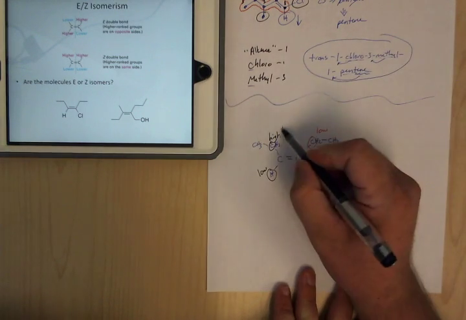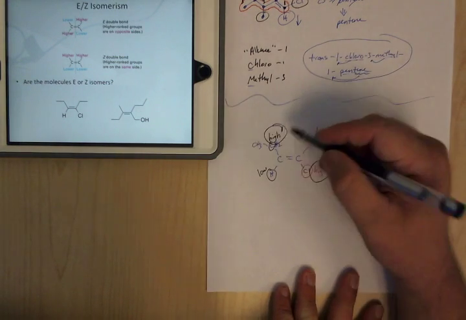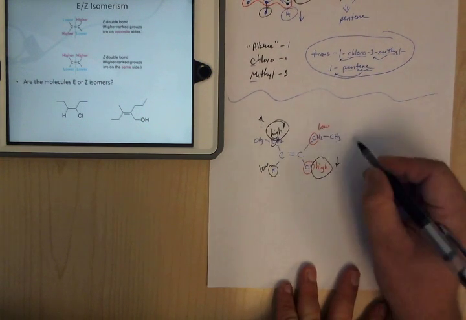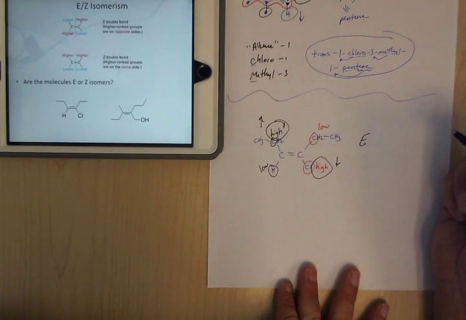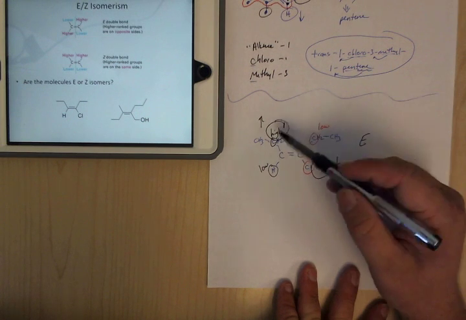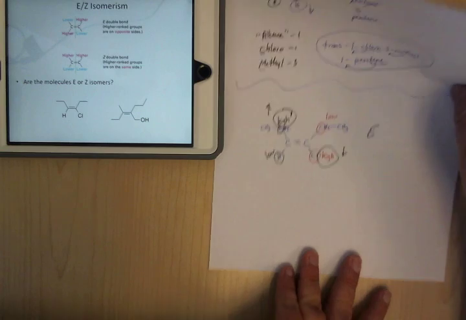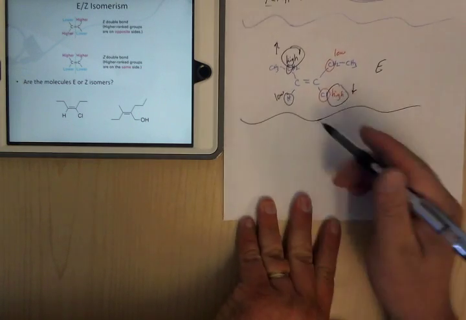Then you open it up and compare the highs. The high's up, the high's down, so they're opposite, which means it's the E isomer. The highs are on opposite sides, so it's E. Okay, let's do the next one.